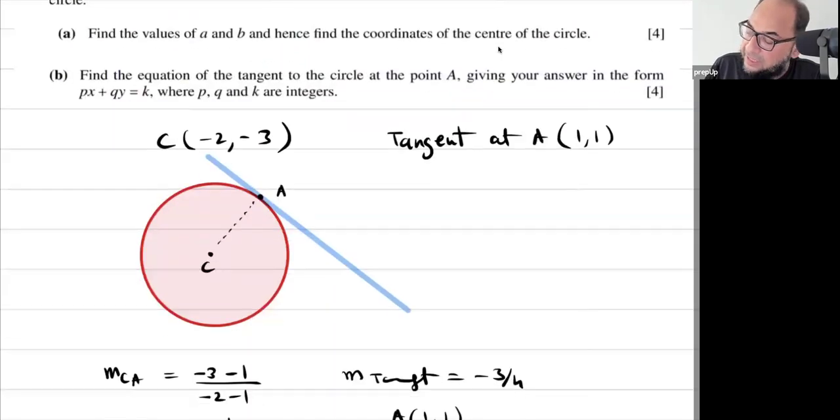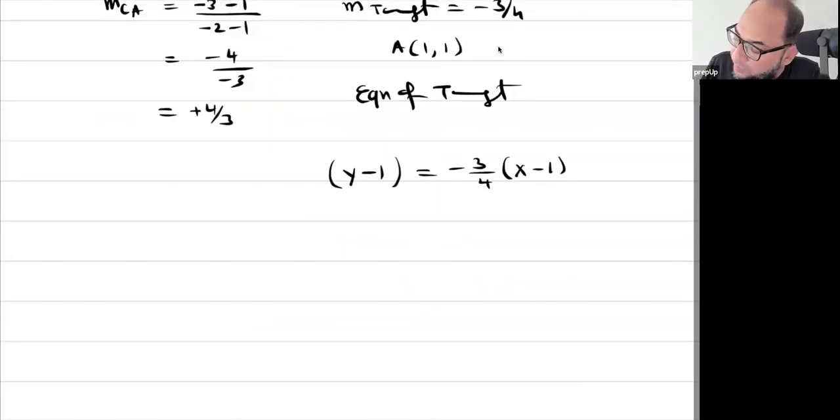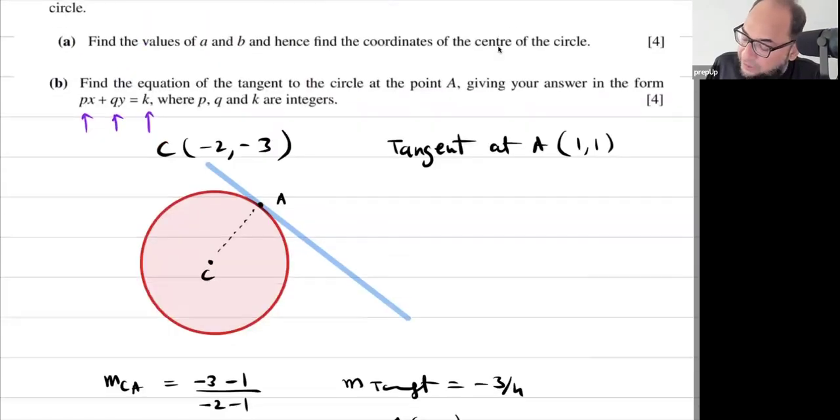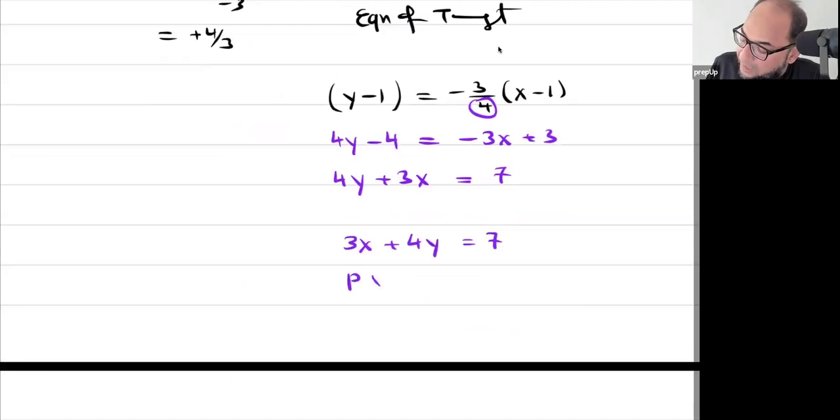They have defined a particular format. Which format is that? px plus qy equals k. So let's cross multiply: 4y minus 4 equals -3x plus 3. 4y plus 3x equals 7. 3x plus 4y equals 7. px plus qy equals k.